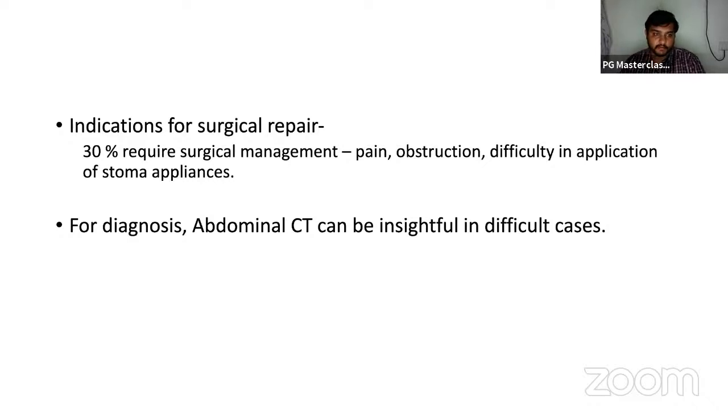Indications for surgical repair: 30% of these patients will require surgical management, in which patients are having pain, features of obstruction, or repeated difficulty in application of stoma appliances. For diagnosis, abdominal CT, as ma'am said, dynamic CT can be insightful in difficult cases.